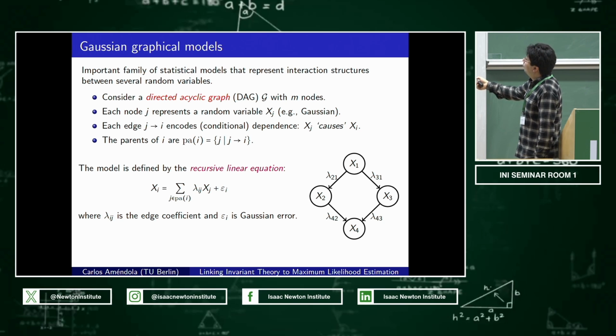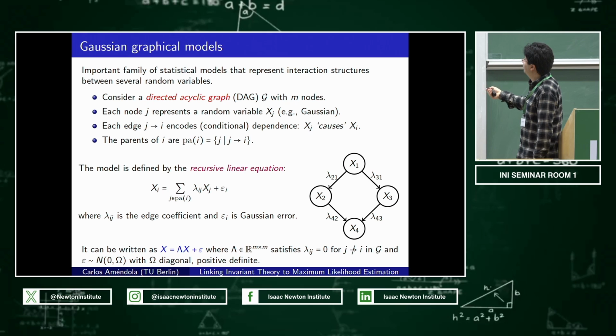One of the classical cases is when you have a linear model, which means that each node is a linear combination of its parents up to some error. And this error is usually taken to be Gaussian. These lambda ij's are called the edge coefficients, and this is the equation for each xi. You can think of it as a bunch of linear regressions, where x4 in this case would be a linear combination of x2 and x3 up to some error.